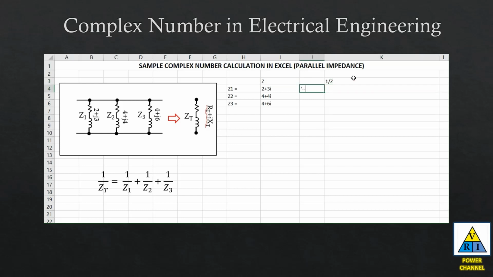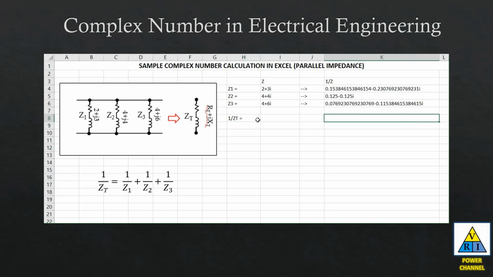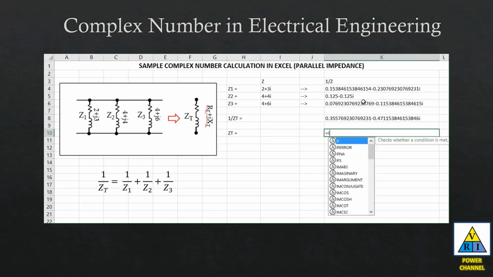And then we convert these impedances into their reciprocals, 1 over Z, by using the formula for division of complex numbers, which is IMDIV of 1 over the complex number 2 plus 3i. Then we just copy this formula for the remaining J2 and J3. Then for the total impedance, we need the reciprocal of the total impedance, so we just sum up the reciprocals of all the impedances. IMSUM of these reciprocals of impedances.